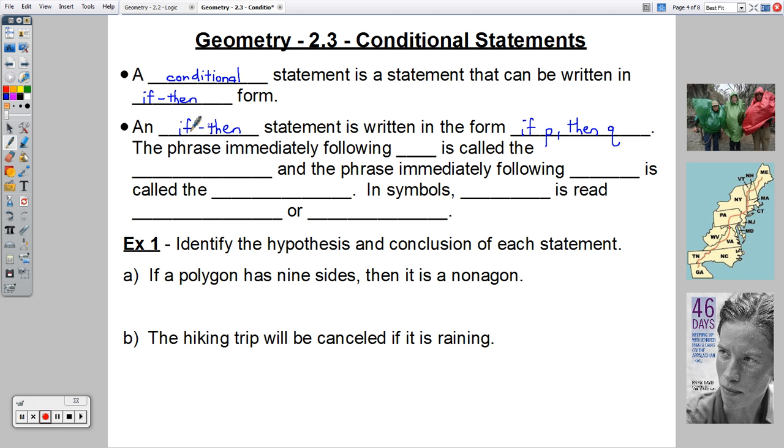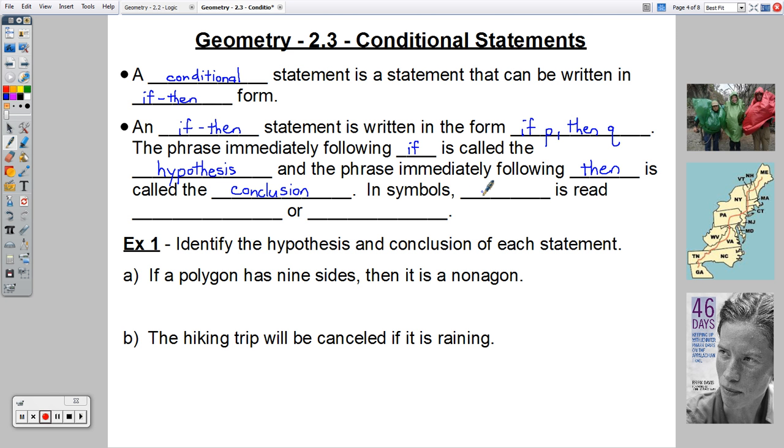So P and Q, the phrase immediately following if is called the hypothesis, and this is hearkening back to lesson 2.1. We talked about conjectures, and I said don't confuse that with hypothesis. So a hypothesis is the part after the if. Conjecture is an educated guess within logic speak. And the phrase immediately following then is called the conclusion.